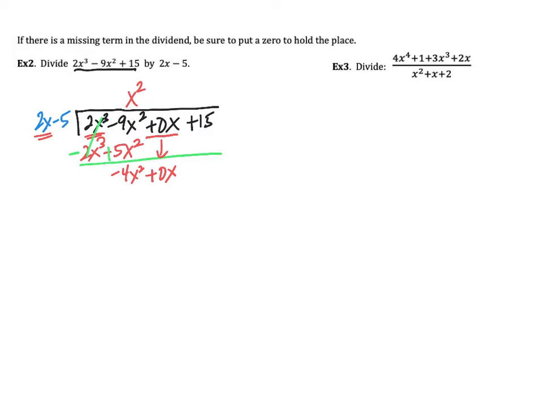Okay, we go back to division. 2x goes into negative 4x squared how many times? So negative 4x squared divided by 2x is negative 2x. I multiply through. I change the signs. And I bring down my negative 10x because I added, and then I get my plus 15.